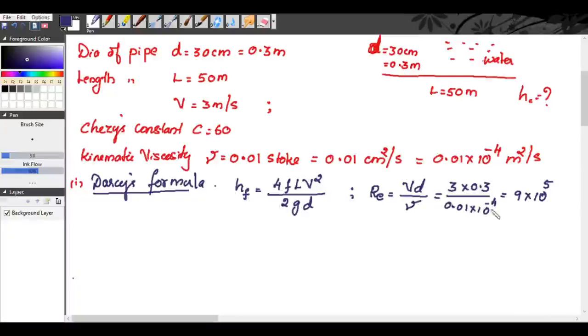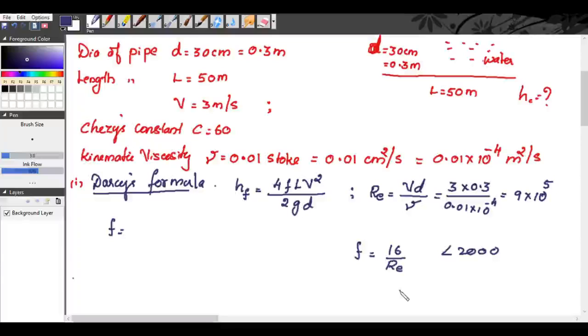Okay. So now we will find the coefficient of friction F. If Re is 9 into 10 to the power of 5, this means the flow is turbulent. We have two formulas for finding the coefficient of friction. F is equal to 16 by Reynolds number if the Reynolds number is less than 2000.